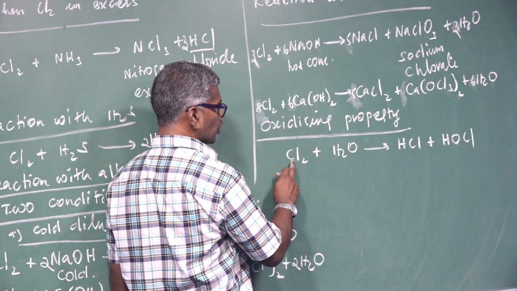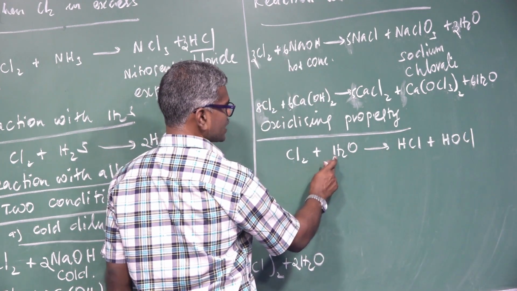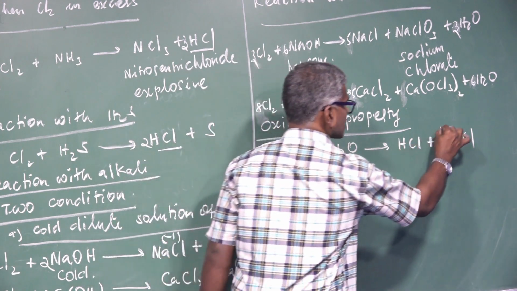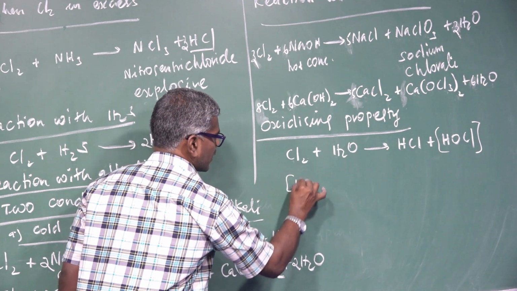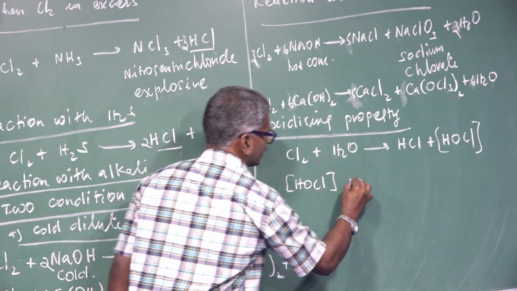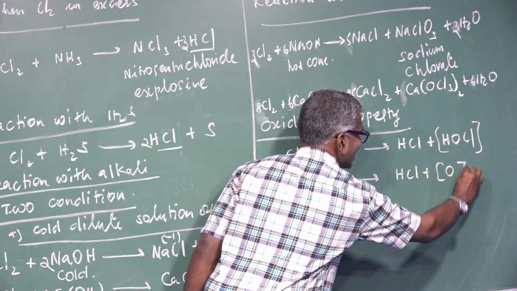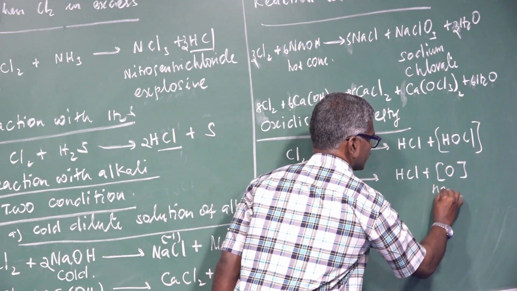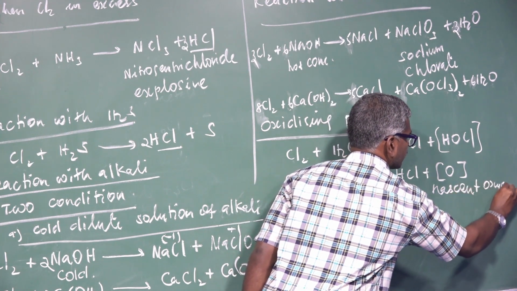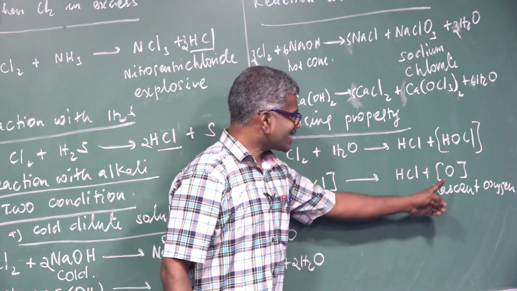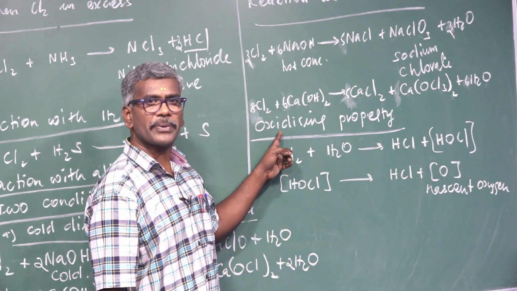Balance equation, how many chlorine? 2 chlorine, here 1, here 1. How many hydrogen? 2 hydrogen, 2 hydrogen. This compound is an unstable compound. This unstable compound further decomposes to give the HCl and nascent oxygen. This nascent oxygen is the oxidizing property of chlorine.